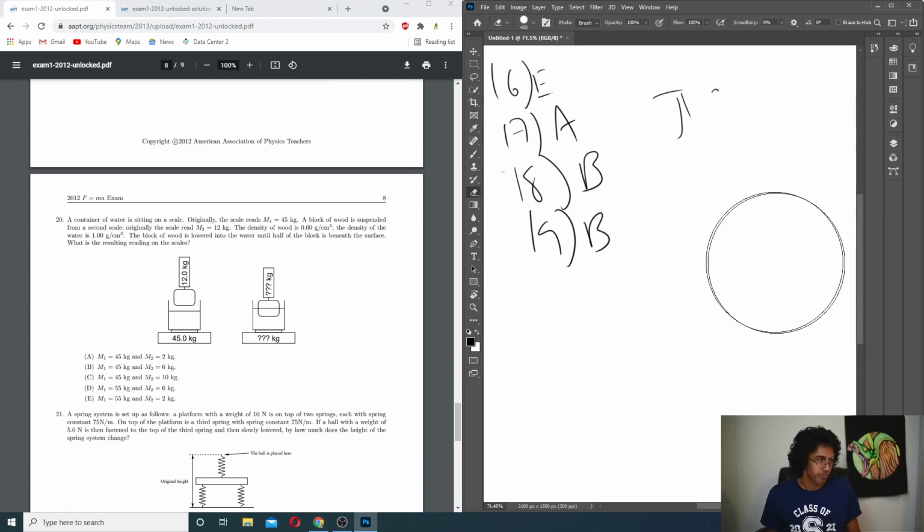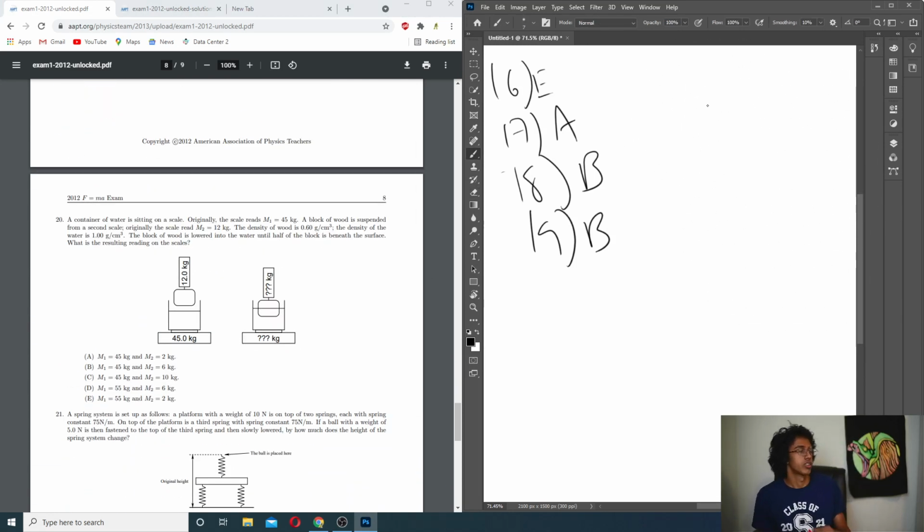Number 20. A container of water is sitting on a scale. Originally, the scale reads M1 equals 45 kilograms. A block of wood is suspended from a second scale. Originally, the scale read M2 equals 12 kg. The density of the wood is 0.6 grams per centimeter cubed, and the density of the water is 1 gram per centimeter cubed. And it is lowered until half of it's in. Alright, so this is a pretty straightforward one, I'm pretty sure.